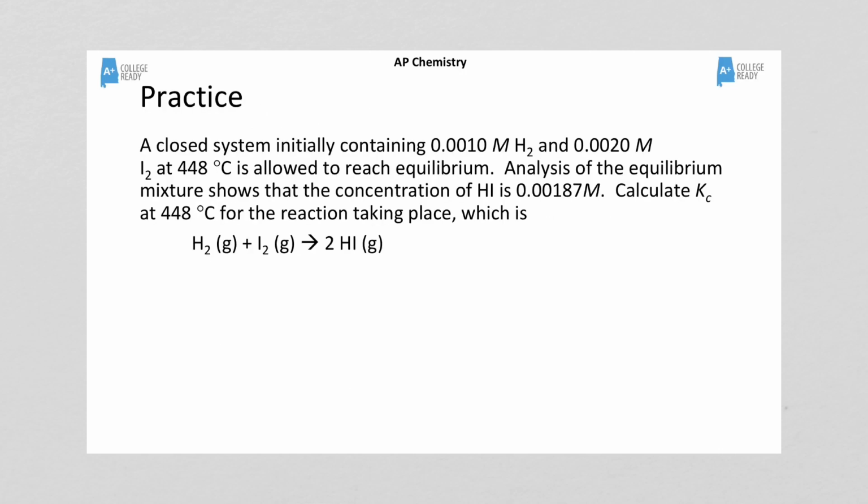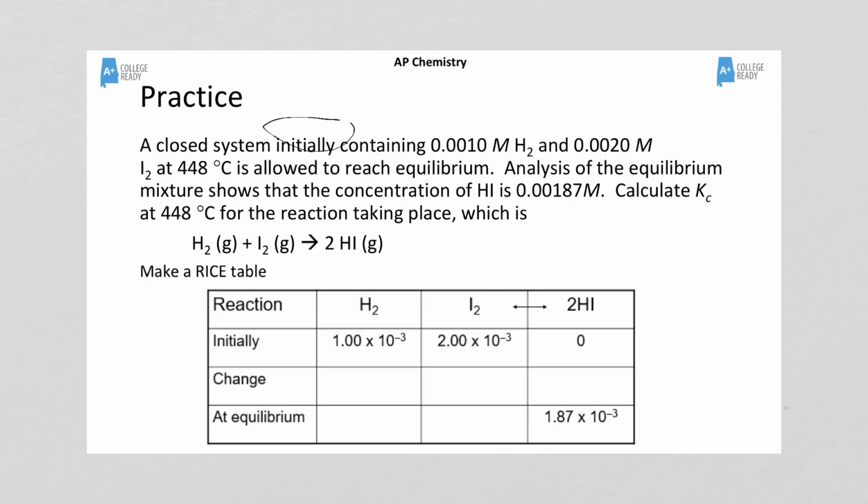So here's an example. A closed system initially containing this small amount of hydrogen and this other amount of iodine at this temperature is allowed to reach equilibrium. Analysis of the equilibrium mixture shows that the concentration of HI is this molarity. So again, conveniently it mentions the initially and then equilibrium. So that's how I knew to set up my RICE table, and then I've plugged in my values.